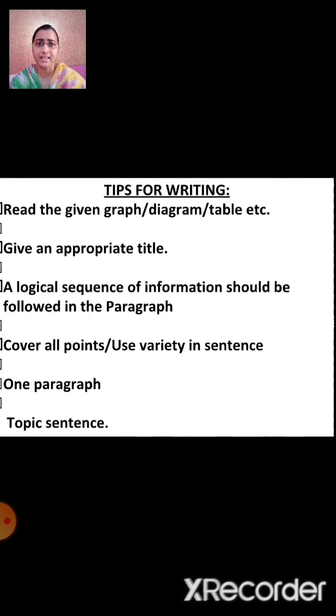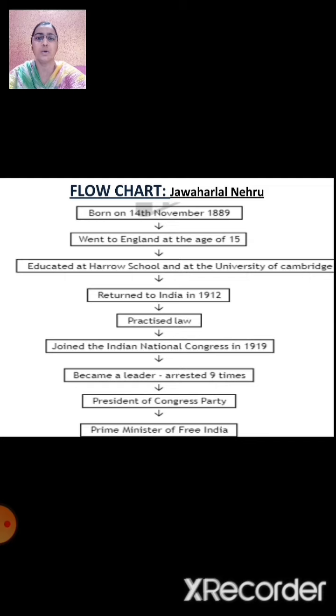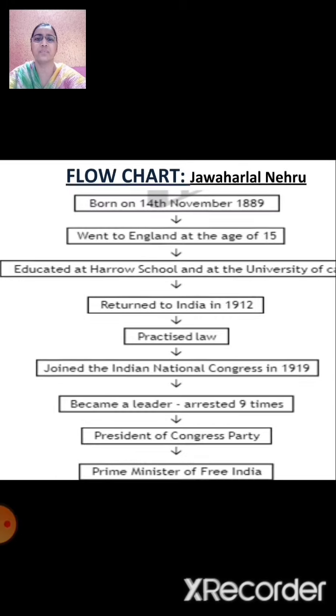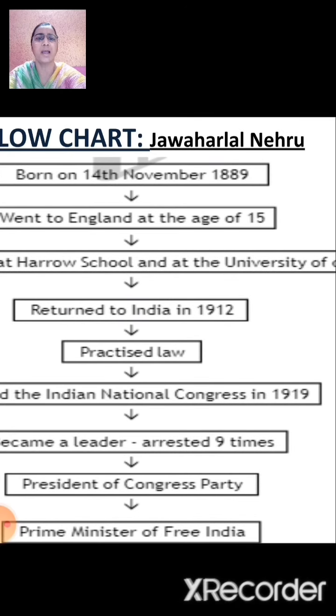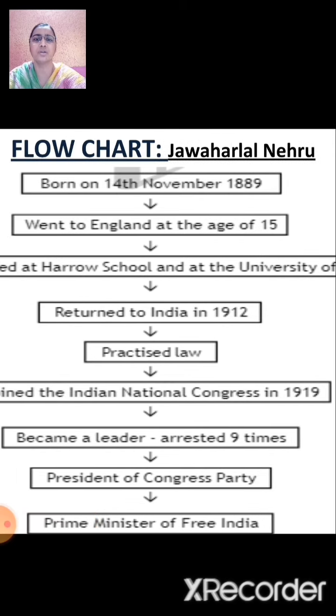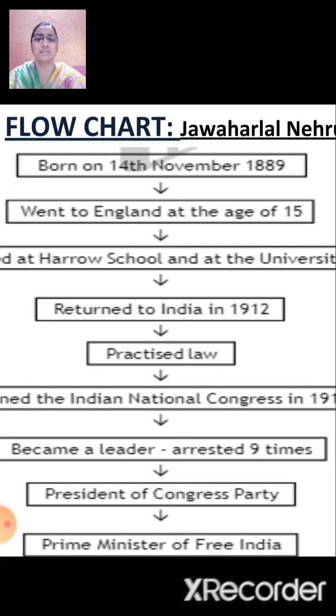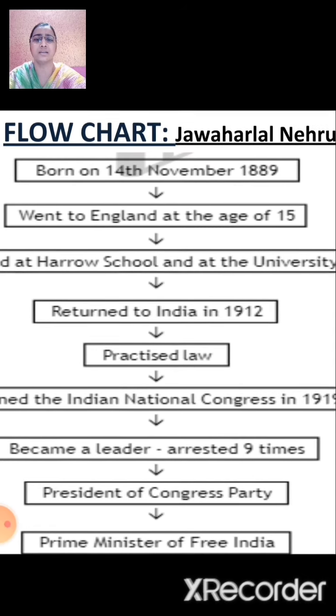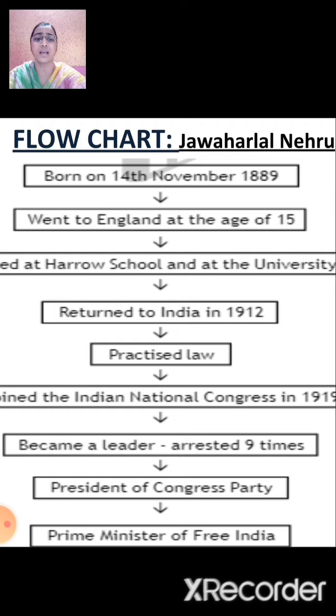So let us see an example and understand this in a better way. Look at this flowchart. It's so easy to understand. This flowchart is about Jawaharlal Nehru, born on 14 November 1889. Went to England at the age of 15. Educated at Harrow School and at the University of Cambridge. Returned to India in 1912. Practiced law. Joined the Indian National Congress in 1919. Became a leader and arrested 9 times. President of Congress Party. And the last point, Prime Minister of Free India.